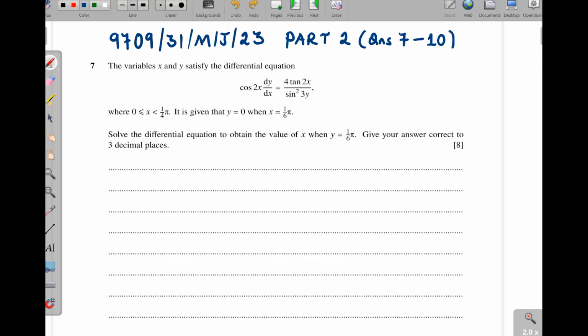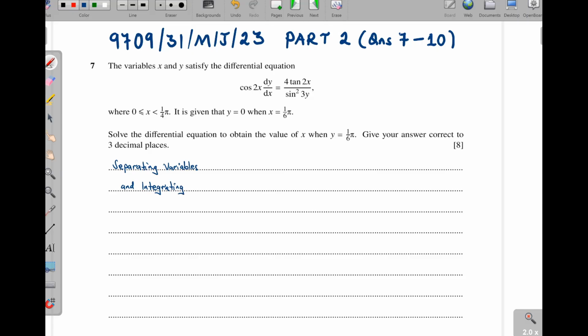Now, the first thing, of course, we do in doing these differential equations is to separate variables. Okay, so I will say separating variables and then integrating.